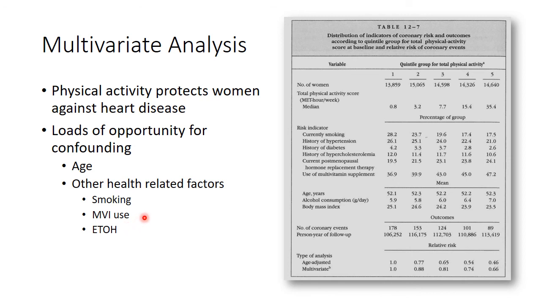This is where multivariate analysis can control for all of them just to find out what effect exercise is going to have on heart disease in these women. Here you notice at the very bottom they have age adjusted, so they're just looking at age, controlling for that. And with multivariate, you can control for things like smoking, hypertension, diabetes, all of these different factors.